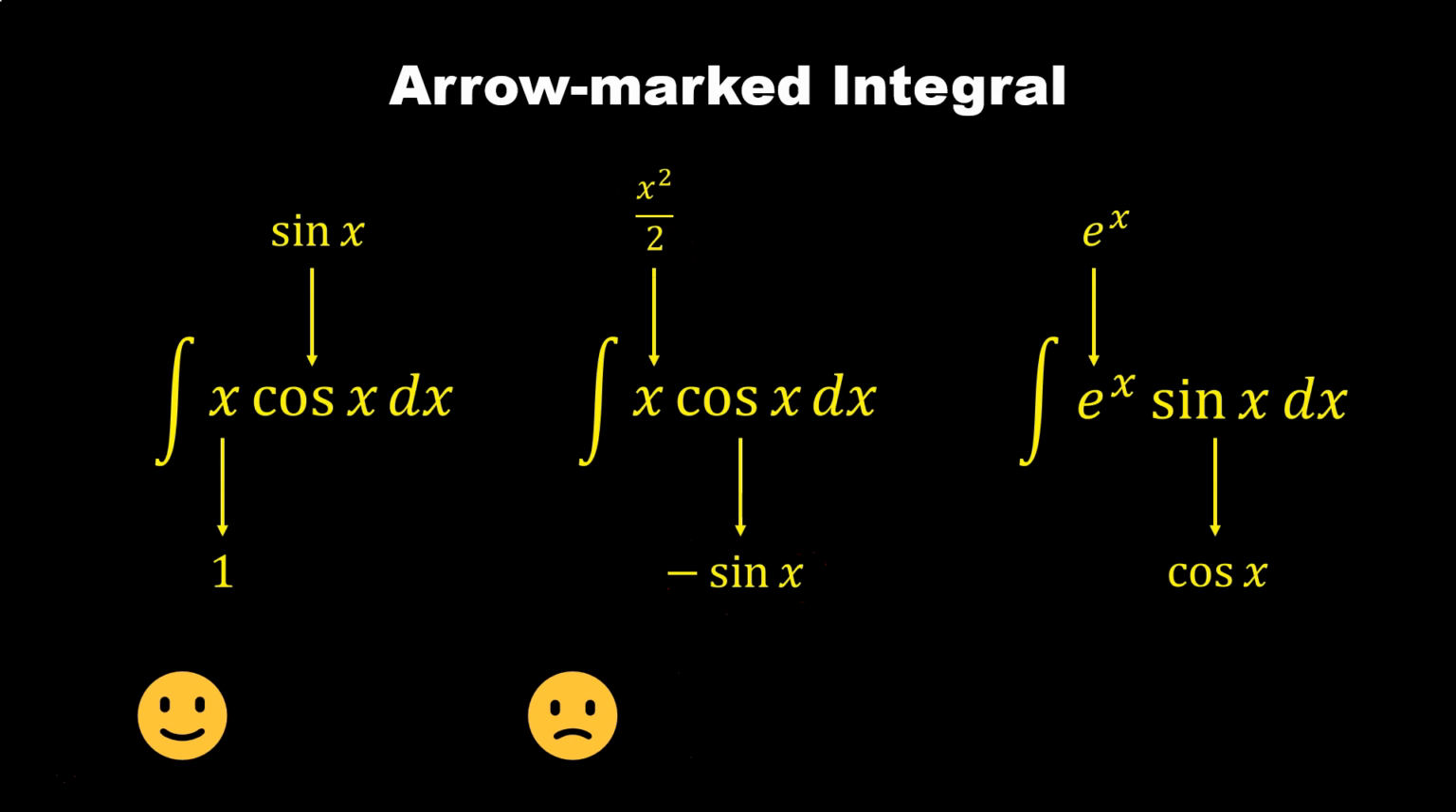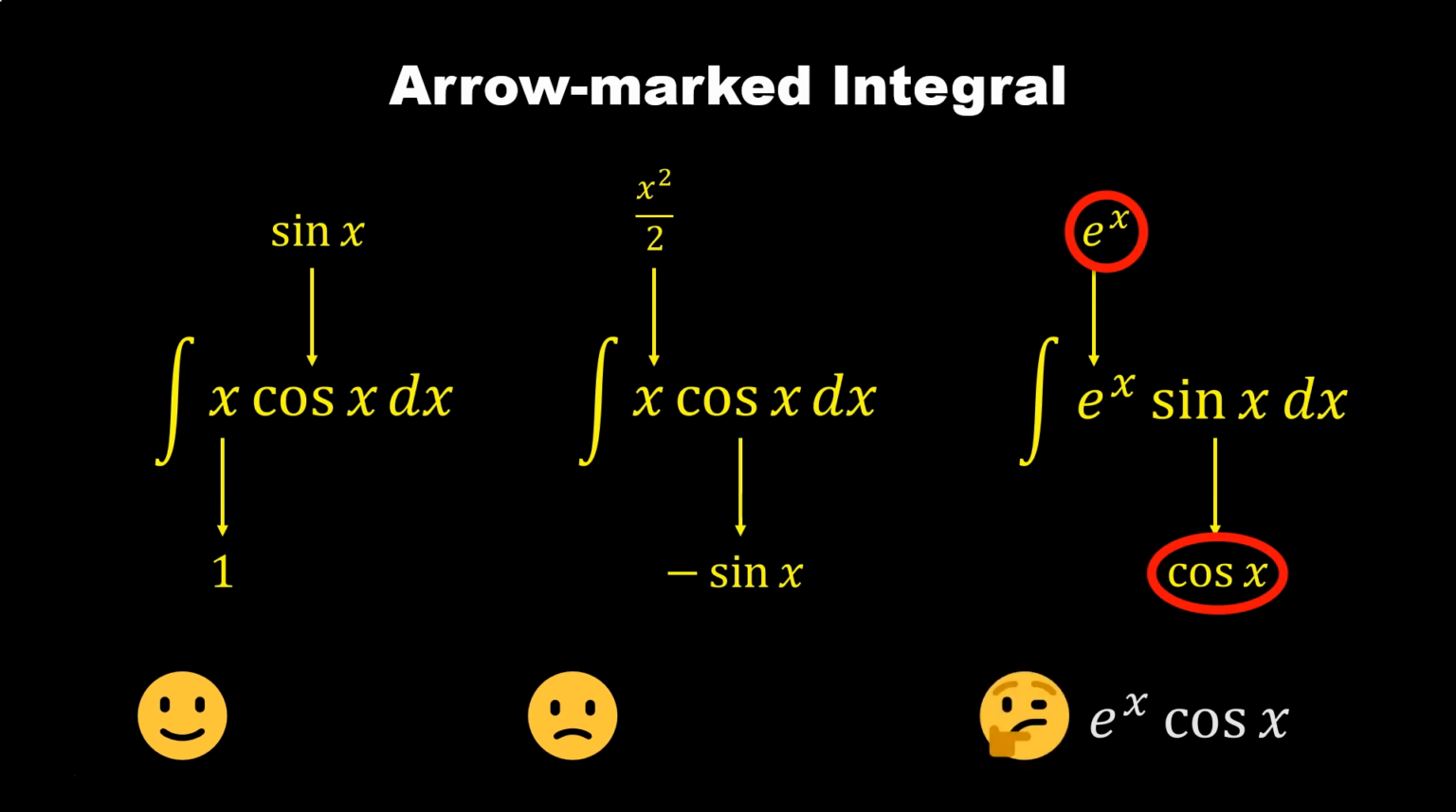Finally, let's look at the third arrow-marked integral on the screen, the integral of e to the x sine x. In this case, our outer functions have a product, e to the x cosine x, that has the same order of complexity as the original integrand. Neither simpler, like the first integral was, nor more complicated, like the second one was. In this case, it's unclear, for now at least, whether integration by parts can help us crack our integral. We'll return to this question at the end of the video.